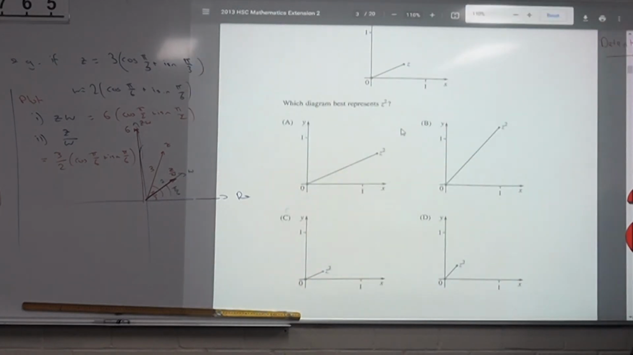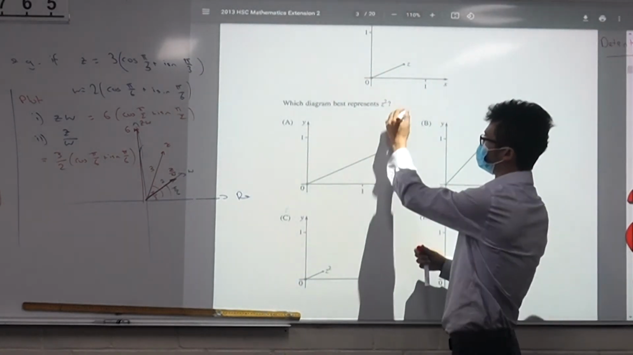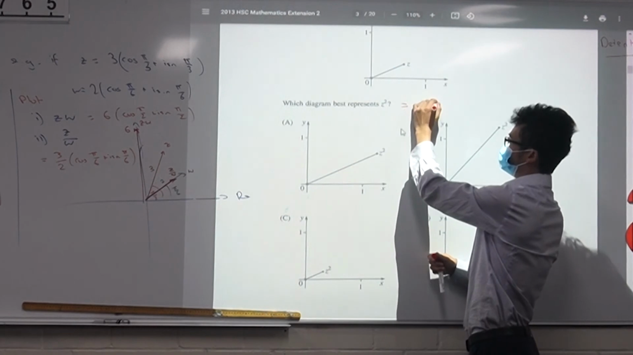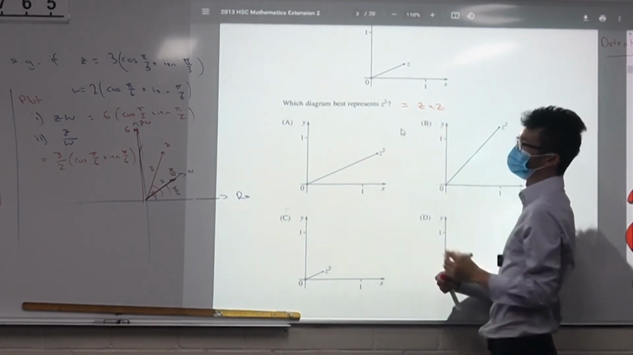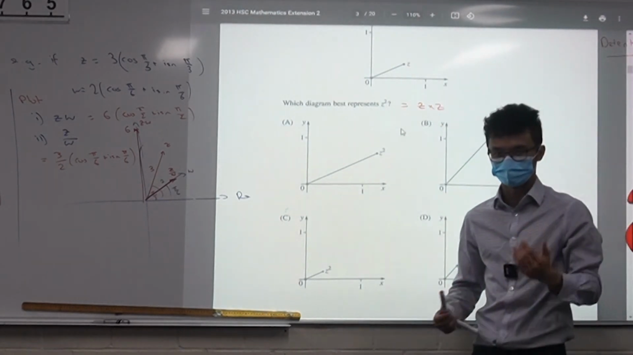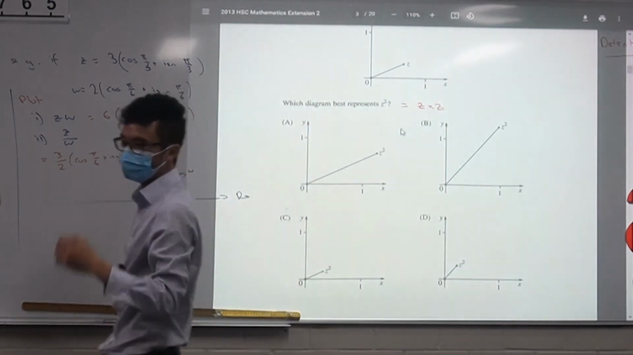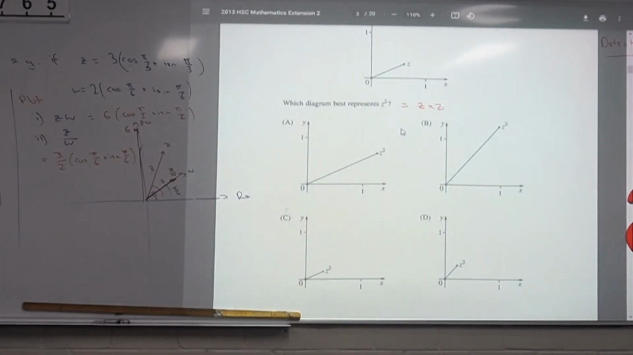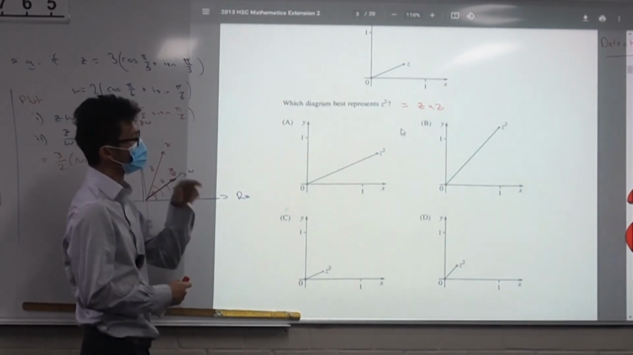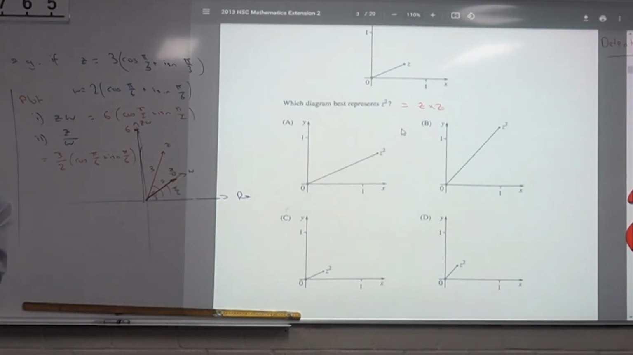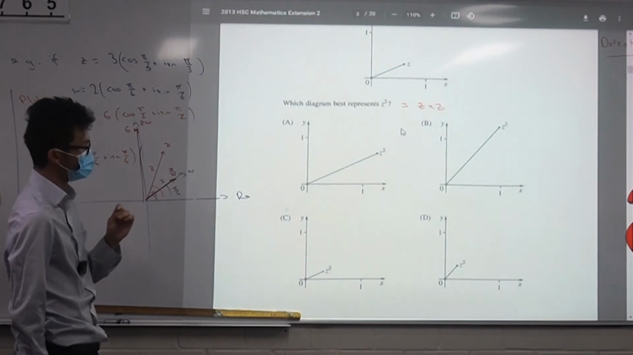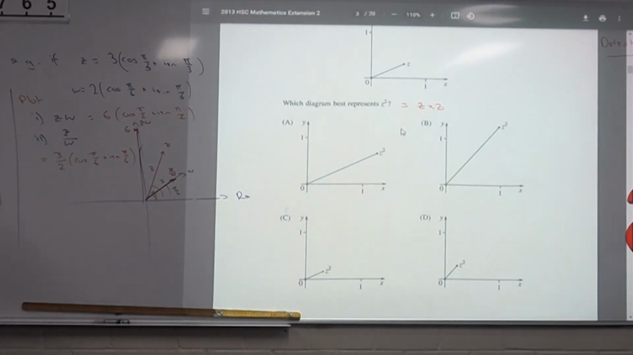Z squared, what's another way to write Z squared? Well, it could be Z times Z. That's another way to write Z squared. And we know that when we're multiplying two complex numbers, we're multiplying the moduli and adding the arguments. So what do we suspect should happen to those? Let's start with the argument. What should happen to the argument? It should increase. The argument should get bigger.